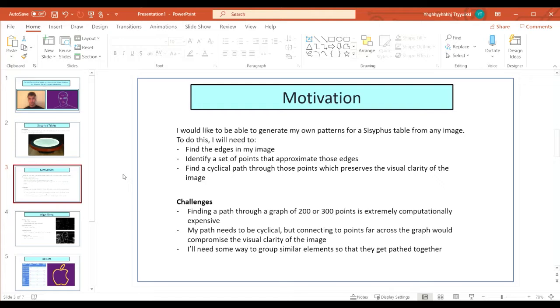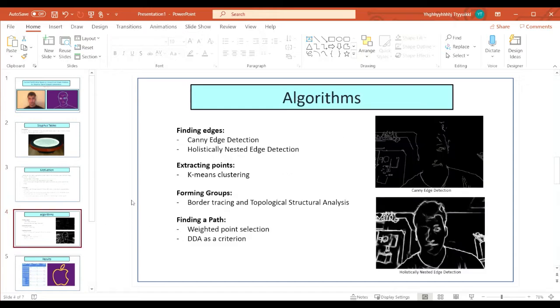This algorithm does present several challenges. If I'm going to get any kind of decent resolution on this, I need 200, 300, or even more points than that. And finding a graph through that in the traditional method is pretty computationally expensive, so I'll need an efficient algorithm. My path needs to be cyclical, but connecting points at different parts of the graph is going to generate weird lines across my image that I don't want. And I'll need to figure out some way to group similar elements together so they get pathed together. So I'll show you what I thought of to attempt to implement this.